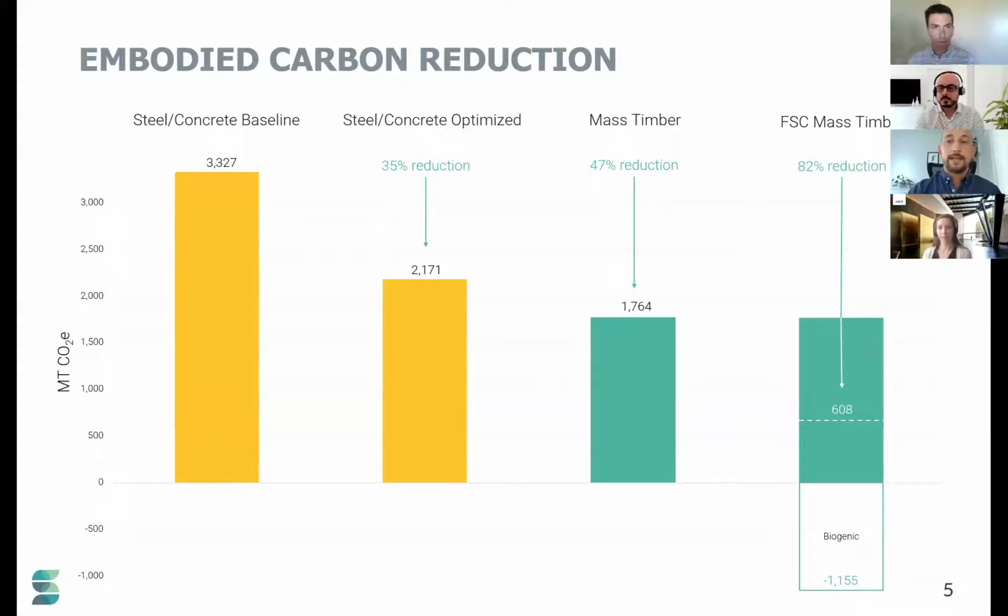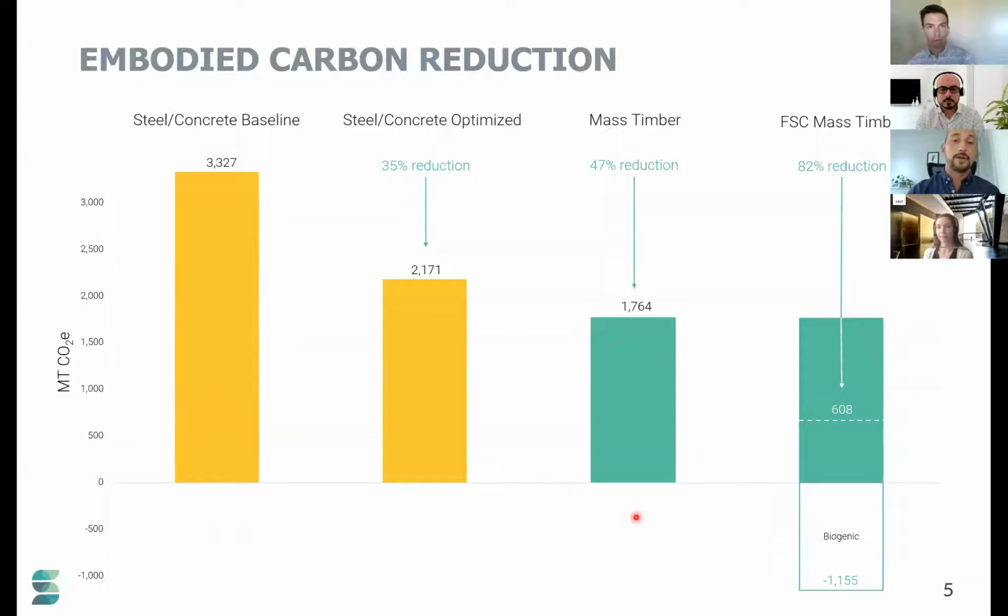So to illustrate what that could really mean, I have an example project here that was considering a traditional approach to structure versus mass timber. On the first column here, we have the baseline total embodied carbon of just the standard baseline steel and concrete approach. This second column shows that if you optimize the steel and concrete for reduced embodied carbon, you can achieve, in this case, around a 35% reduction, so significant.